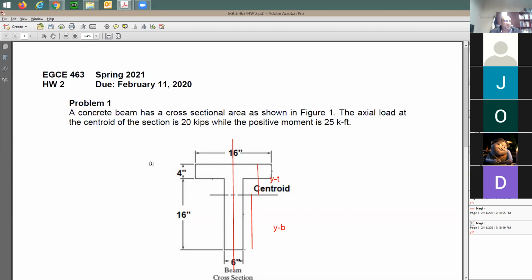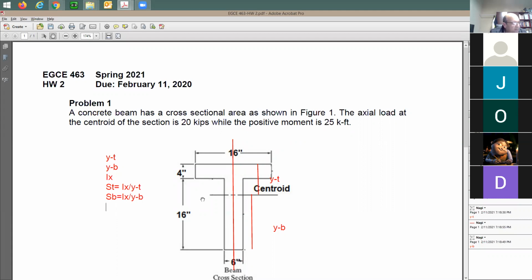So the items that you're going to be solving for, first one is going to be centroid location, which means this y top and y bottom. Then the moment of inertia, which is I. I'm going to call it here Ix, about the x-axis, which is this one. And then after that, you can do S top and S bottom. What is S? S is the section modulus. S top equals moment of inertia Ix divided by Y top. And then also S bottom equals Ix divided by Y bottom.